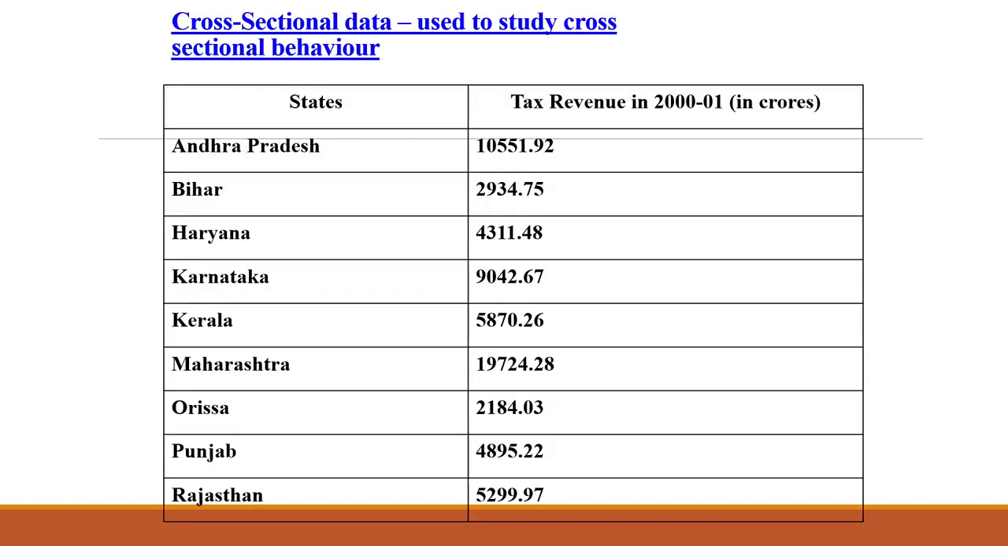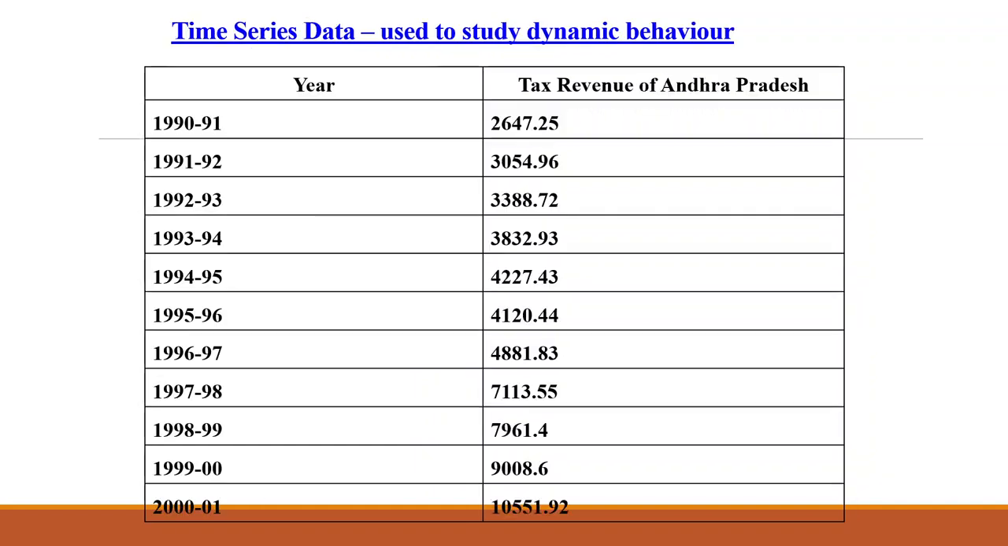If we talk about cross-section data, any data which is taken at one snapshot or one time interval is cross-section data. So here you can see the tax revenues of some states have been collected, the tax revenues for 2000 and 2001, and these are the states, only 1 year. If I talk about time series data, only one state and the past data of that state has been taken from 1990 to 2000. This is time series data. The previous one was cross-section data.